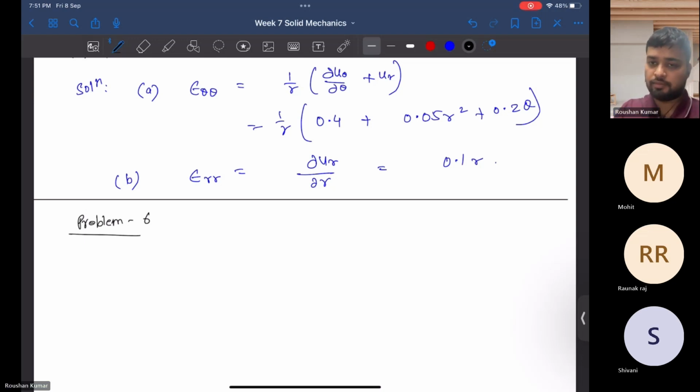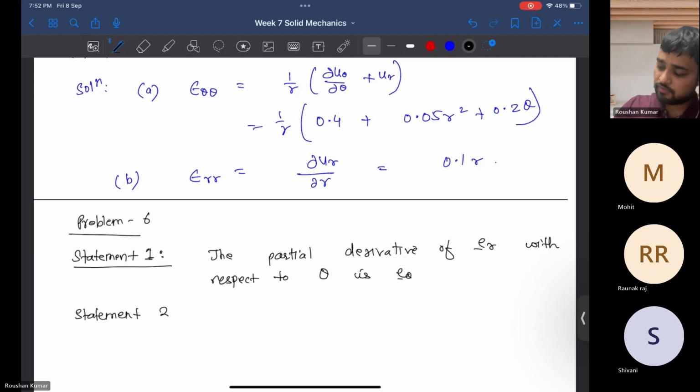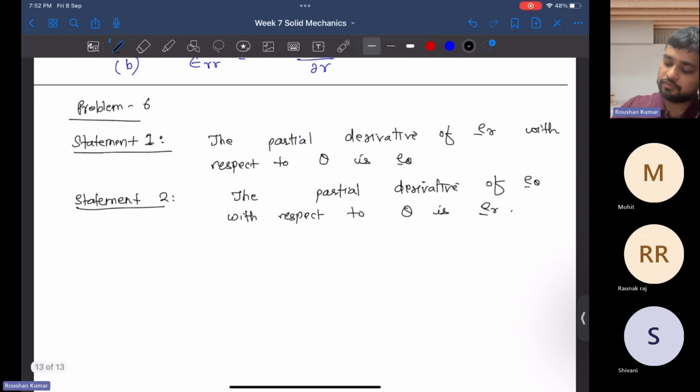So this is actually a multiple choice question. We have two statements for this question. Statement 1: the partial derivative of e_r with respect to theta is e_theta. And the second statement is the partial derivative of e_theta with respect to theta is e_r. So we have four options, and we have to say which of the following options is correct.